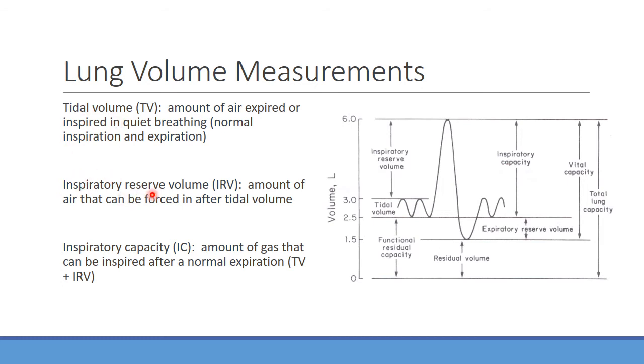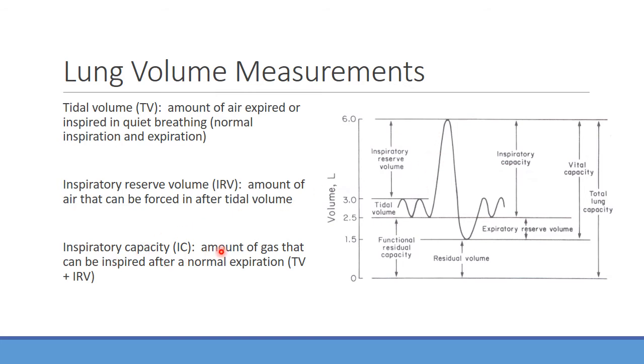You have inspiratory reserve volume. This is going to be measured as the amount of air that can be forced in after tidal volume. So basically the delta between your upper tidal volume and the maximum that you can inspire, this is the inspiratory reserve volume. Okay, this is just the difference between these two values here.